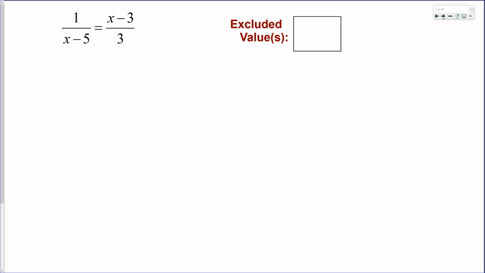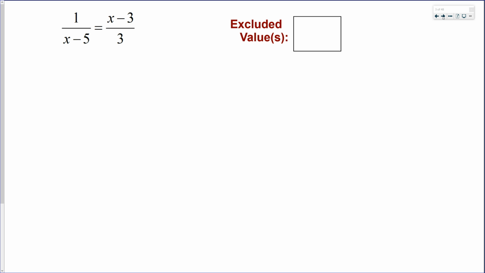We're going to get started with a technique that we've used before, way back in 7th, 8th grade, called cross-multiplying. But it's going to have a little bit of a twist in there now that we know how to solve quadratic equations. So take a look at this problem. It's got one fraction on one side, one fraction on the other.